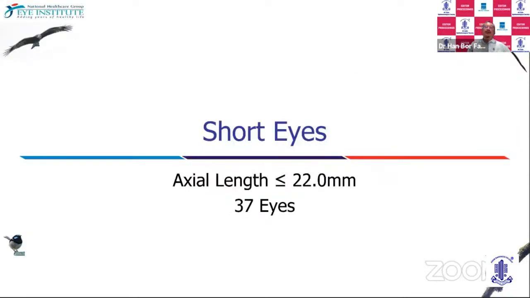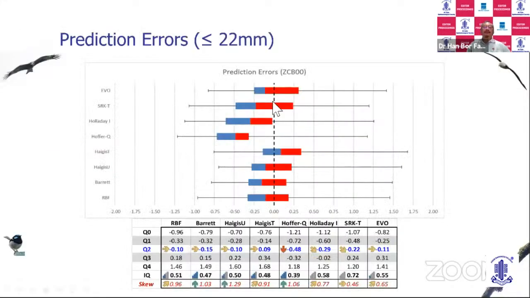Well, I'm going to look at short eyes. We don't have that many short eyes. It's less than 22 mm, 37 eyes. Here, our data show that Hoffer Q, Holladay 1, and SRK/T tend to end up over-predicting, with the patient ending up with myopia. For this group, RBF is good, Barrett is very good, EVO is also good, Haigis is not so bad.